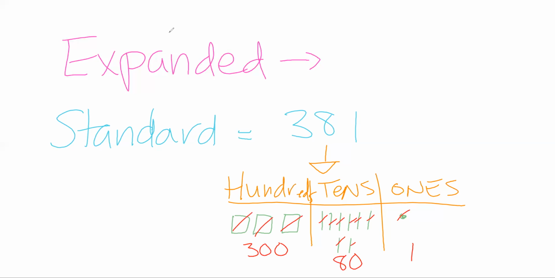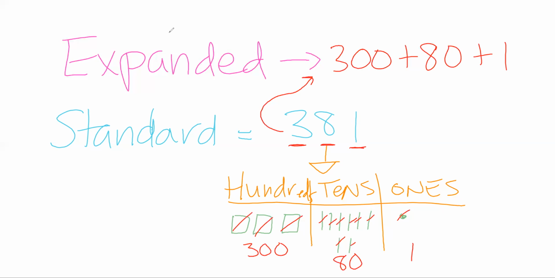So if I'm going to write 381 in expanded form, I would say it's 300, that's the value of the 3, plus 80, that's the value of the tens place, plus 1. So that's really what we mean when we go expanded to standard or standard to expanded, right? We're drawing out the value of each digit. So let's play with that a little bit more.